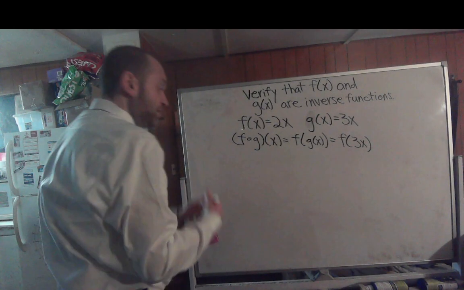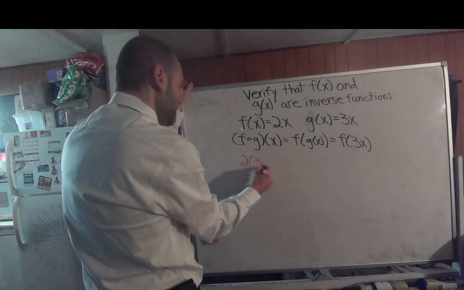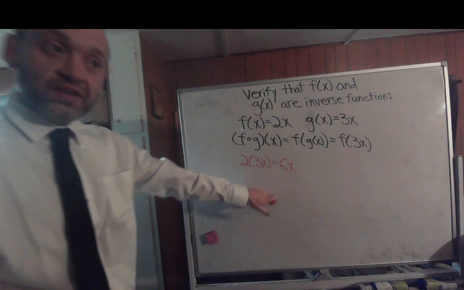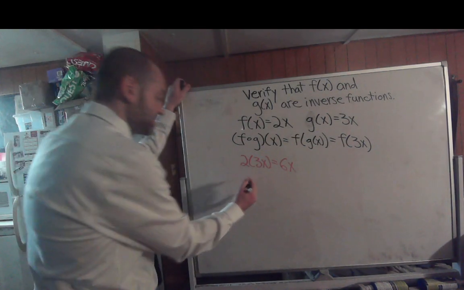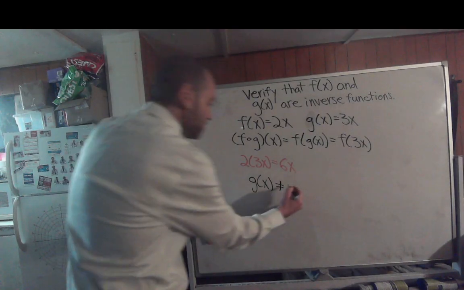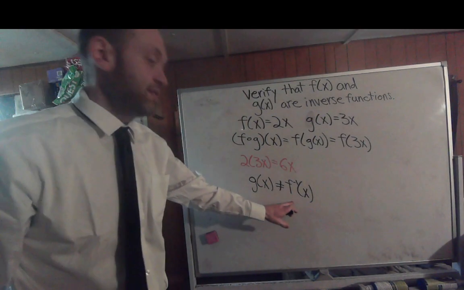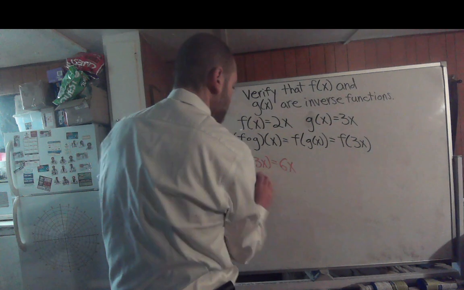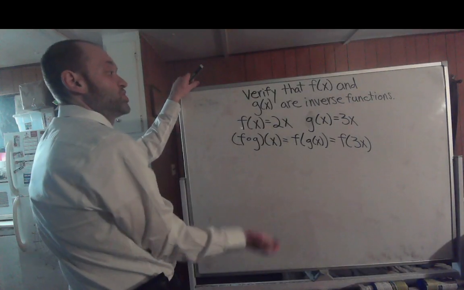Well, if I put in 3x for x in f of x, I would end up getting 2 times 3x, which would give me 6x. And again, that's anything other than x. I got 6x. So g of x does not equal f inverse of x. This is how you would say g of x is not the inverse, because you got something other than x. You got 6x when you took the composition. And you would get the exact same thing if you did g composition of f.